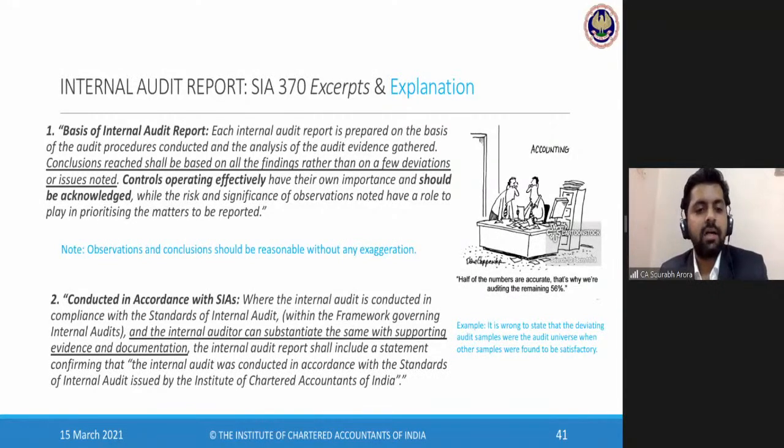Second is the conduct in accordance with SIAs. You should acknowledge that these internal audits are done as per the standards on internal audits only when you can substantiate the same with supporting evidence and documentation.